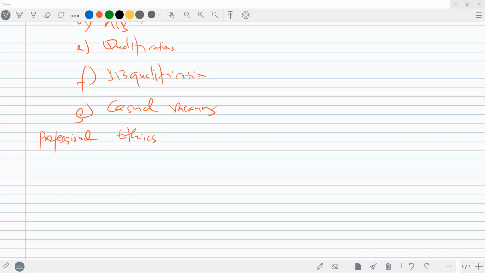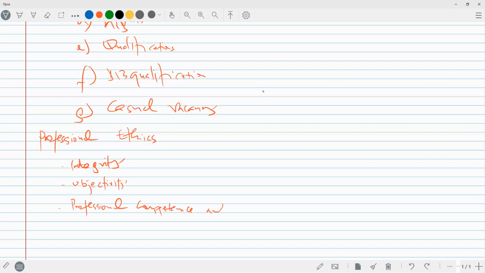Delphine, what are these fundamental principles? We have 5 of them. The first one is integrity. Then we have objectivity. Then professional competence and due care. Then confidentiality.